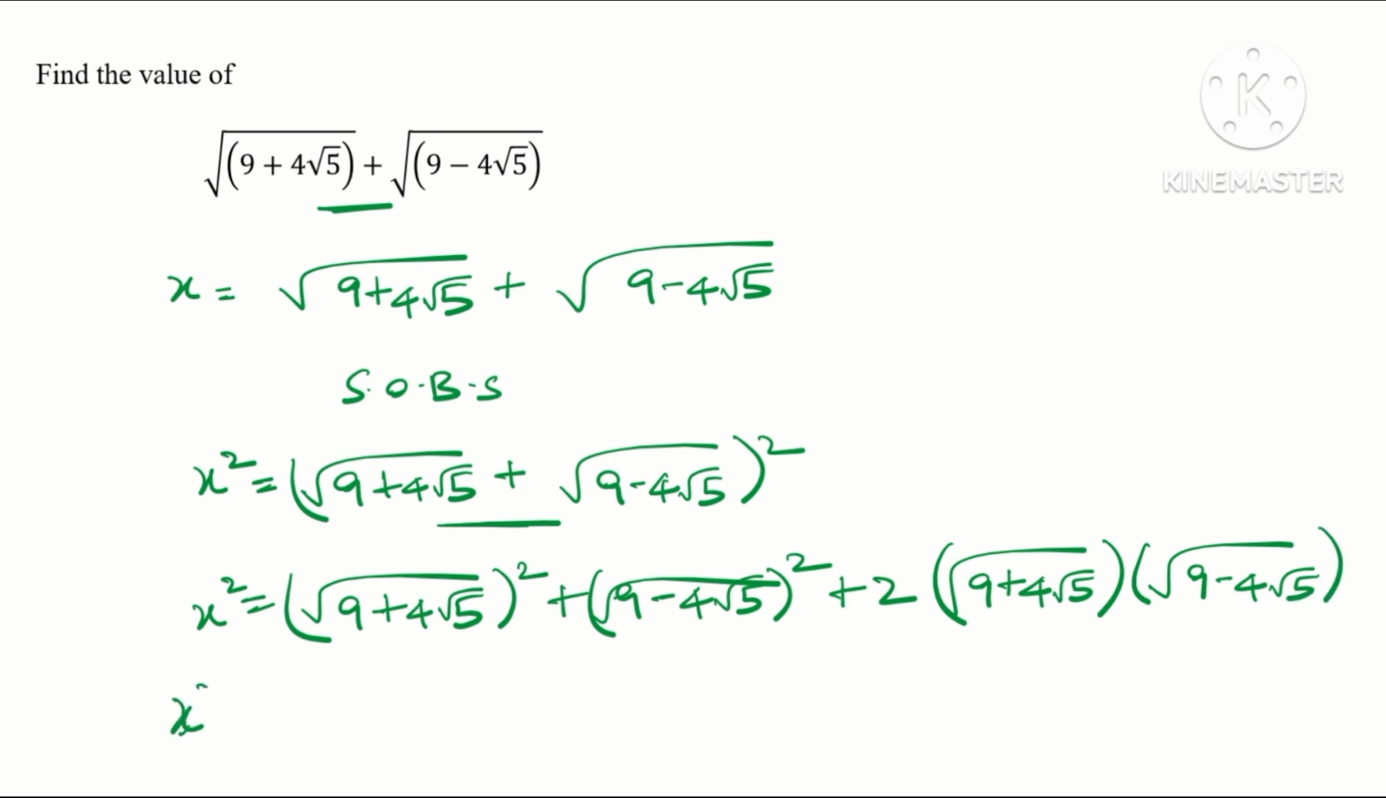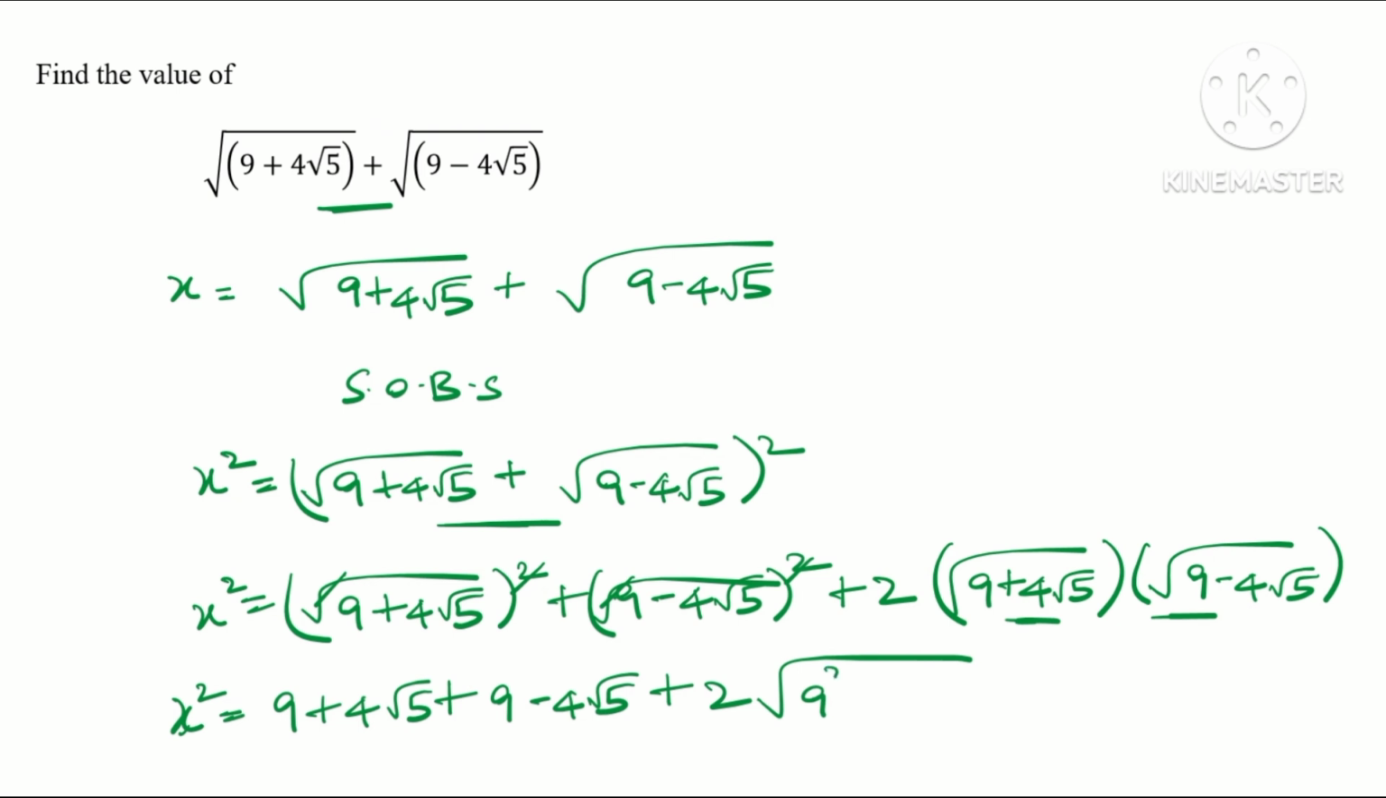X square equals, here the square root gets cancelled, 9 plus 4 root 5, plus, here also the square root gets cancelled, 9 minus 4 root 5, plus 2 into, this is in the form of a plus b into a minus b, root of 9 square minus 4 root 5 whole square.